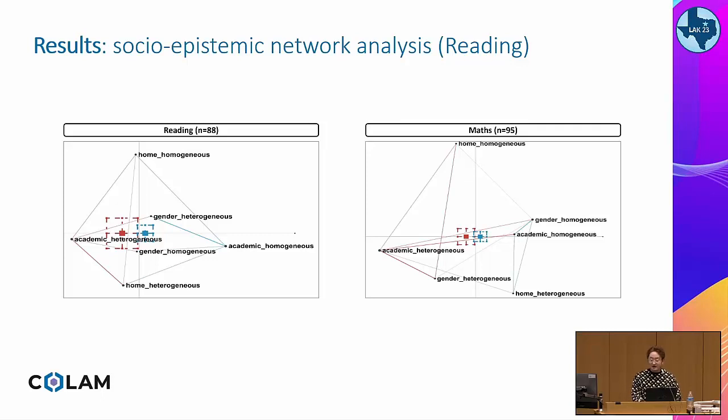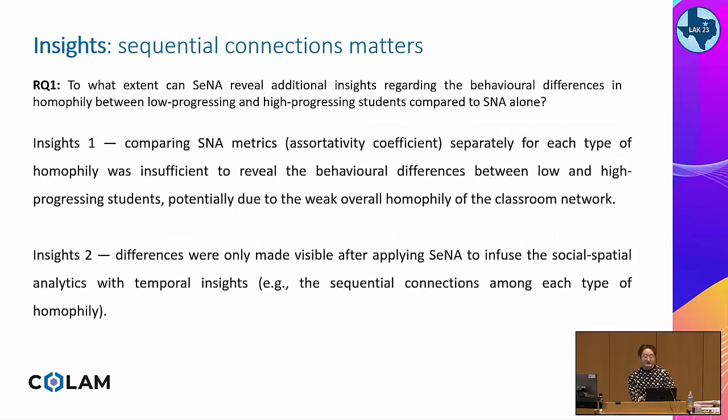These findings are actually in line with the differences in instructional design, where in reading, the behavioral differences manifest primarily from academic homophily because the mandatory collaborative reading activity adopts an academic-based grouping strategy. Students' homophily differences were more diverse in math as the subject was designed with a higher level of learner autonomy. Based on this finding, we have revealed 2 insights.